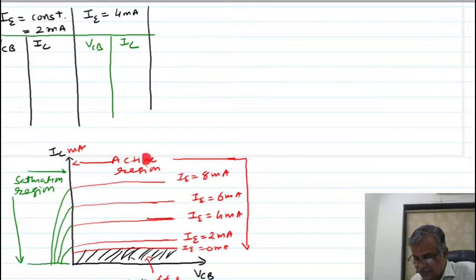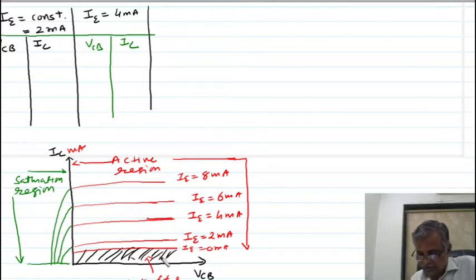This region is known as the active region, in which the emitter base junction is in forward bias and the collector base junction is in reverse bias. This is where both junctions are in forward bias. This is called saturation. Here both junctions are in reverse bias. This is for your information I am showing.